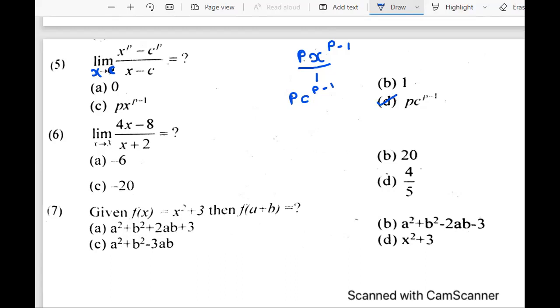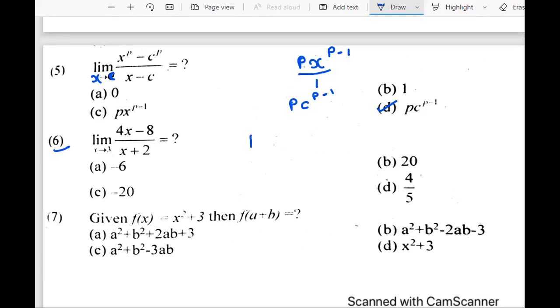Let's talk about the sixth question. Now, in the sixth question, we have 4x minus 8 divided by x plus 2, and the limit is x going to 3. We simply need to use 3 instead of x. So 4 into 3 is 12, 12 minus 8, and in the denominator, we have x plus 2, so that would be 5. So 12 minus 8 is 4, and it is 4 by 5. So the answer is D.